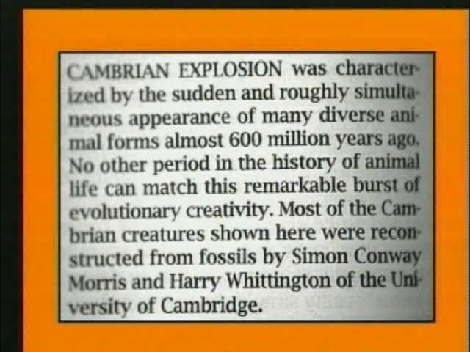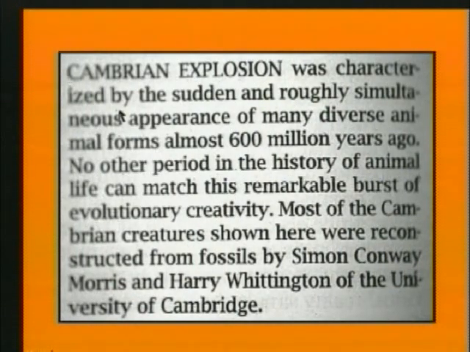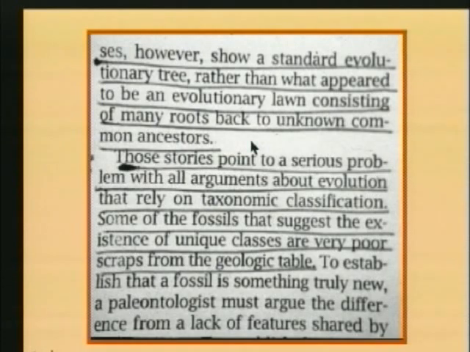Now remember, the Cambrian is that layer at the bottom when the first macrofossils formed. It says it was characterized by the sudden and roughly simultaneous appearance of many diverse life forms some 600 million years ago. And then he continues to say, talks about a standard evolutionary tree rather than what appeared to be an evolutionary lawn consisting of many roots back to unknown common ancestors.